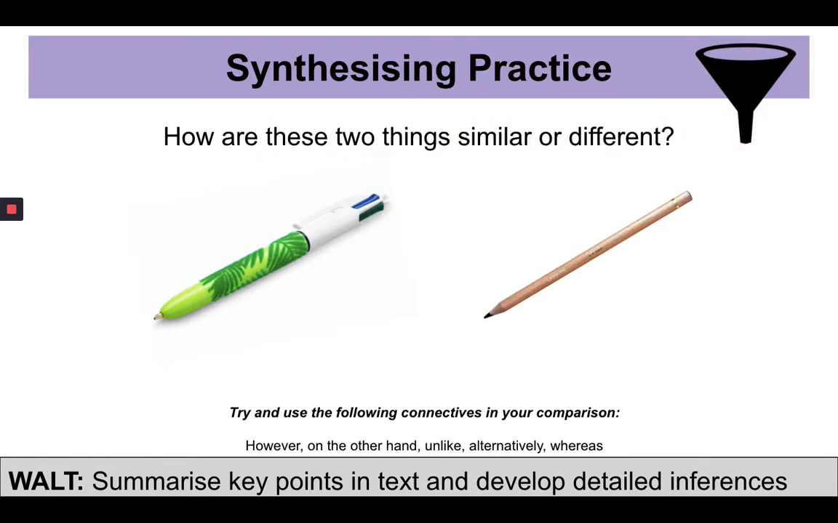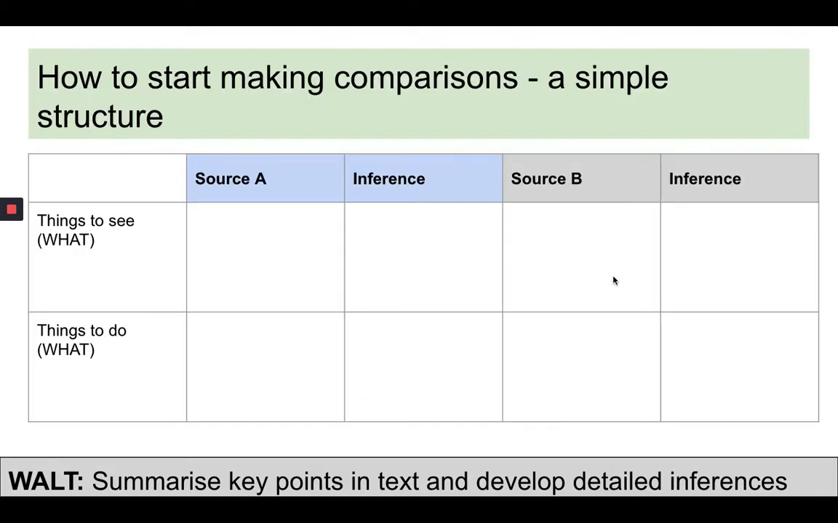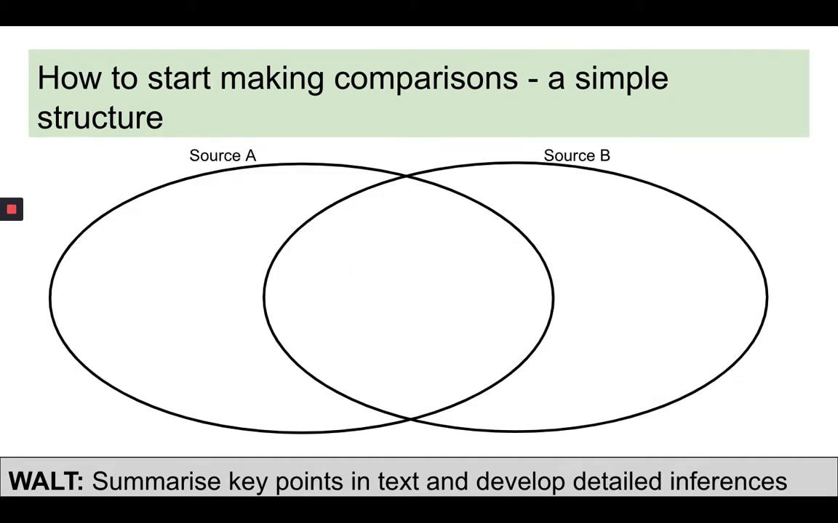So if we think about these pens, what can we see? I can see one plastic pen with 4 different colored inks. I can see one pencil with graphite. What do they do? One is used for writing, the other one is used for drawing, perhaps. So we have to think about those sorts of things. What can you see? What can you do? It's just a simple way. I like to think it's the what.